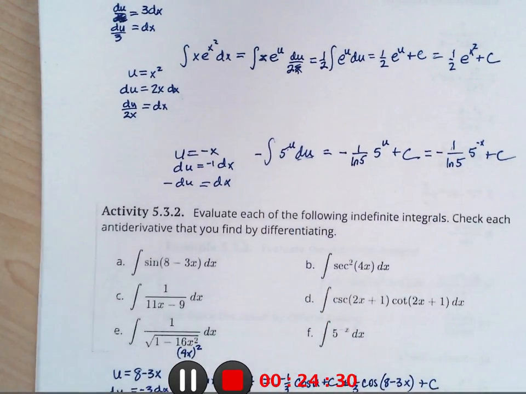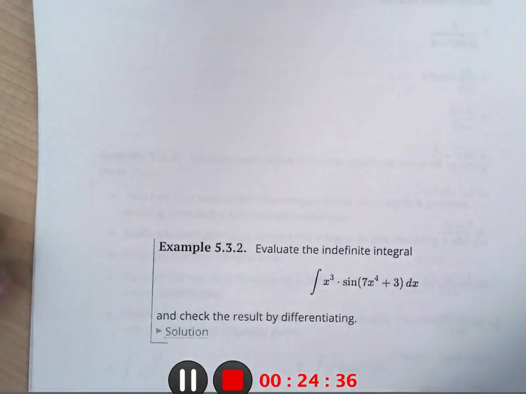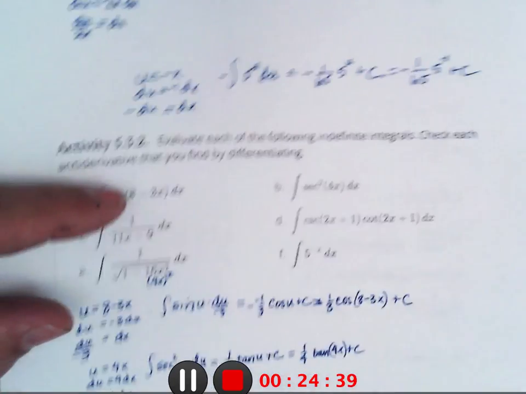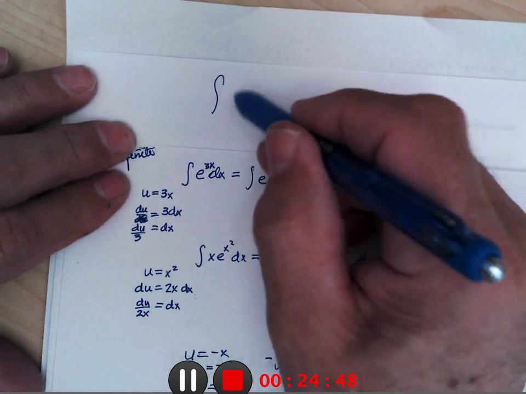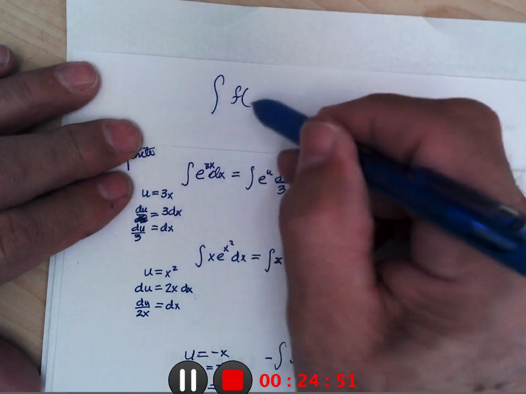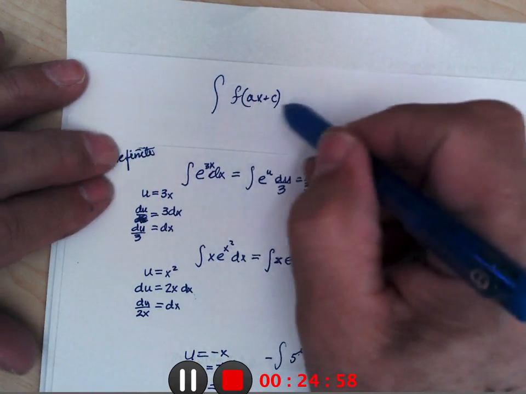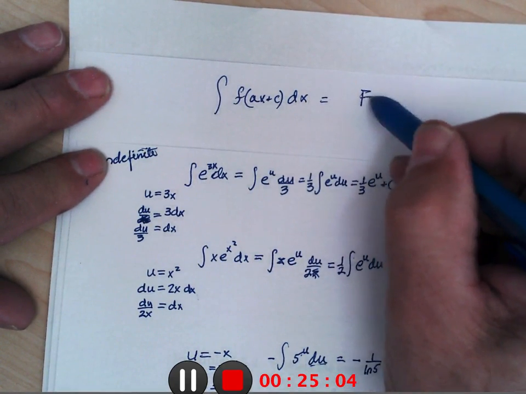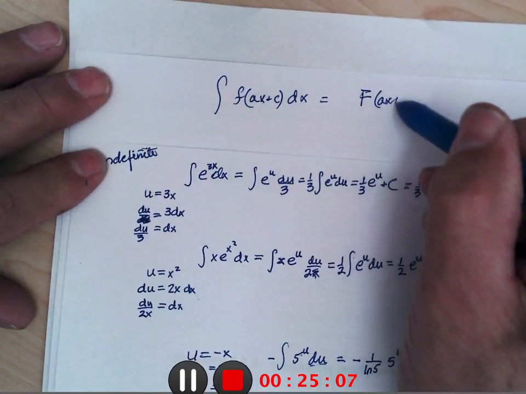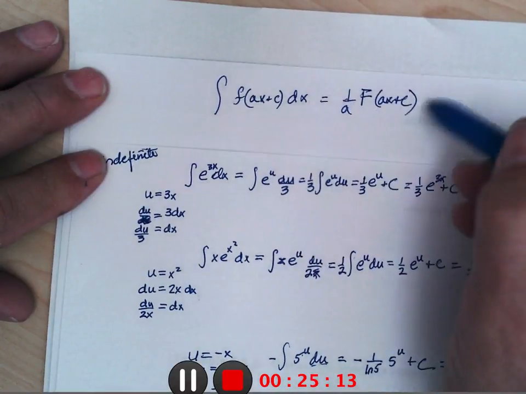Okay, so they have a rule that says, when you have something like these, if you have the antiderivative of some function with a times x in it, plus c or some other constant inside, dx, it's going to be the antiderivative of ax plus c, whatever that was inside, times 1 over a, plus some constant added on.